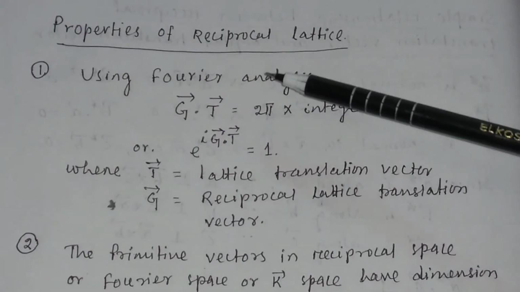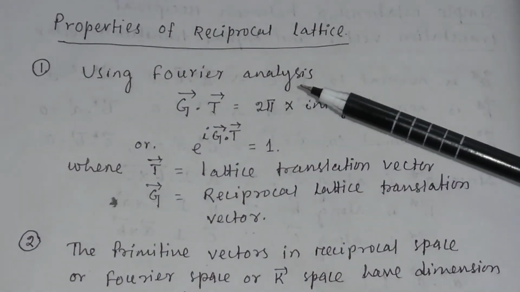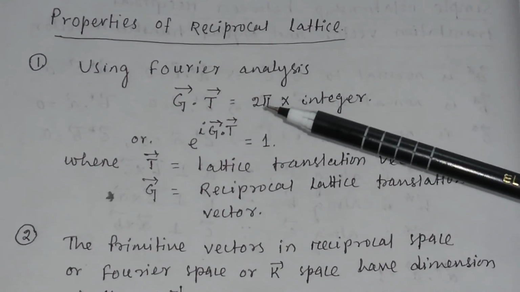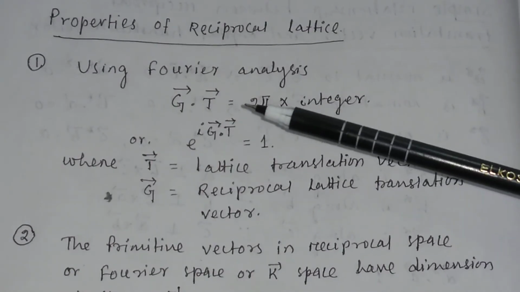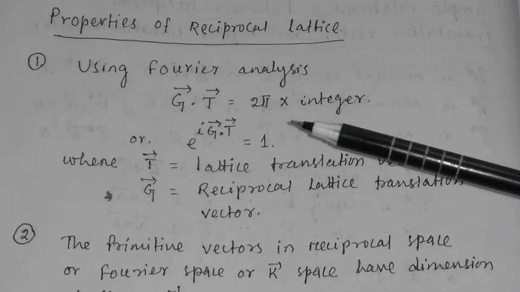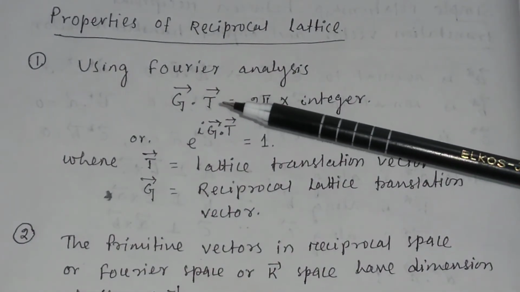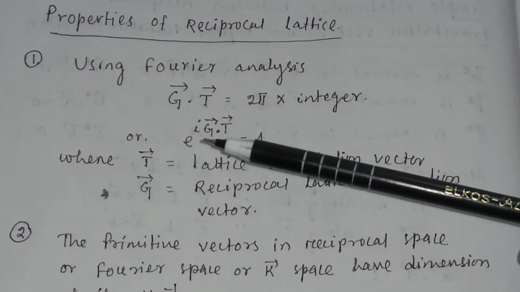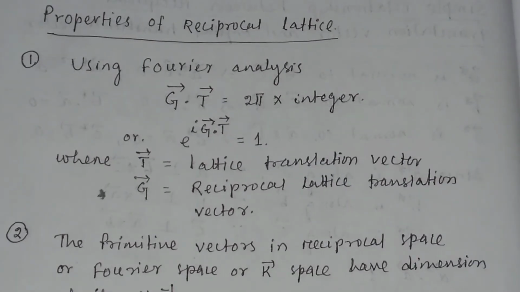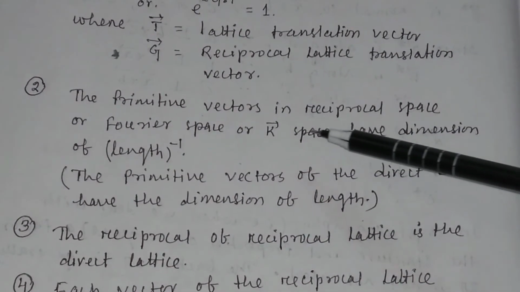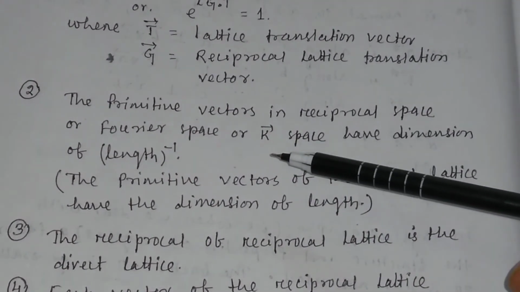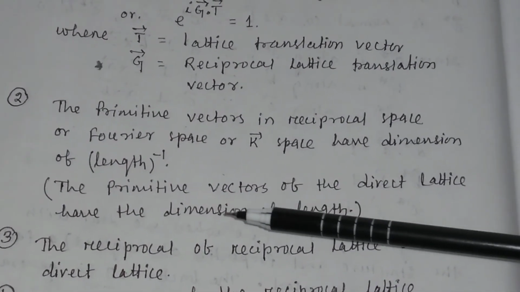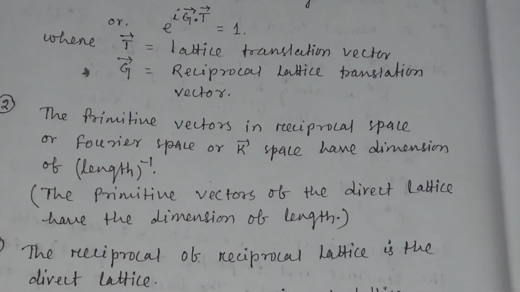Let us discuss some properties of the reciprocal lattice. Number 1: when you use Fourier analysis, you will get G dot T equal to 2 pi into an integer, where T is the lattice translation vector, or the translation vector in the direct lattice, and G is the reciprocal lattice translation vector. Or you may get e to the power i G dot T equal to 1. Number 2: the primitive vectors in the reciprocal lattice or Fourier space or K space have the dimension of inverse length. The primitive vectors of the direct lattice have the dimension of length.